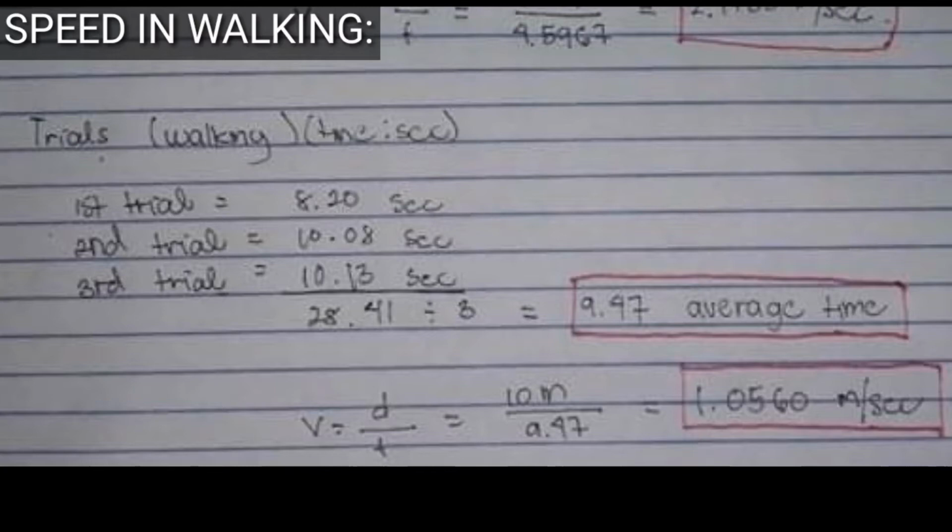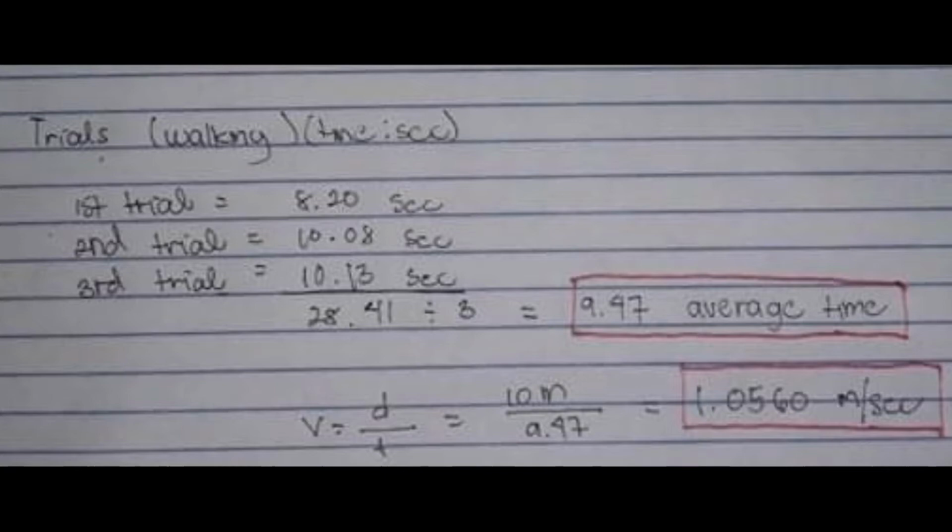In walking, we solved it just like what we did in running. Therefore, our speed is 1.0560 meter per second.